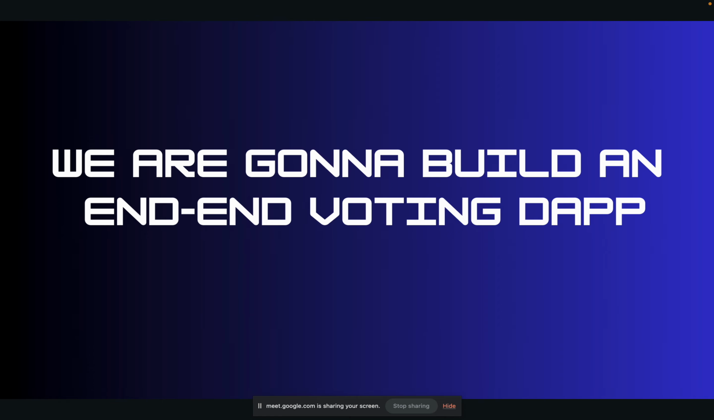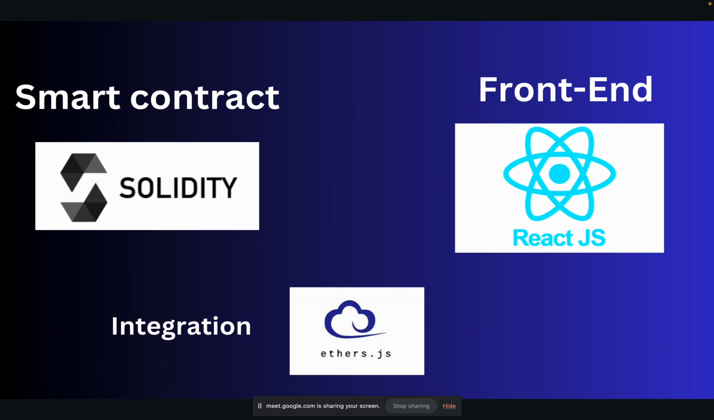Okay, great. So as you already know, we're going to build an end-to-end voting DApp. Let me show you how we're going to do it. We're going to use Solidity for the smart contract, so we write the logic in Solidity, and for the front end, I'm going to use a JavaScript library, which is React.js.